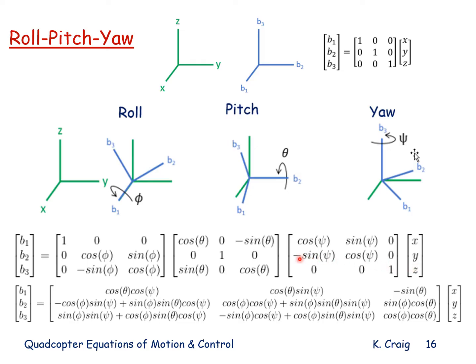If I multiply these three matrices together, I get this one rotation matrix, which expresses that relationship. Note that this is a rotation matrix, and a property of a rotation matrix is that its inverse is equal to its transpose. And we will make use of that property in the following analyses.